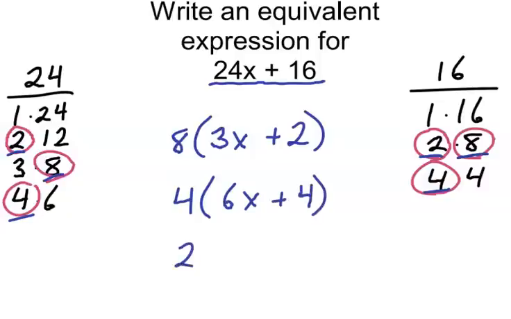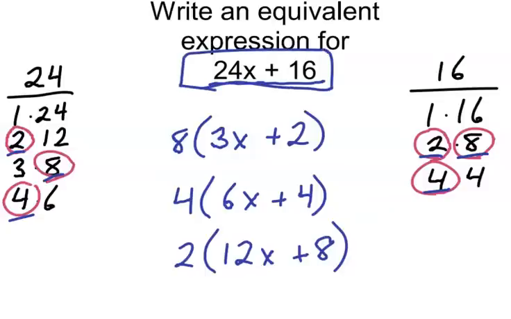Okay, or we could have used 2, right? 2 times 12, which would be 12x. And then 2 times 8 is 16. So that's another one. So we actually made 3 different equivalent expressions for 24x plus 16. Like I said, usually you use the largest number that goes into both, but it doesn't say that you had to. So there's our answer.